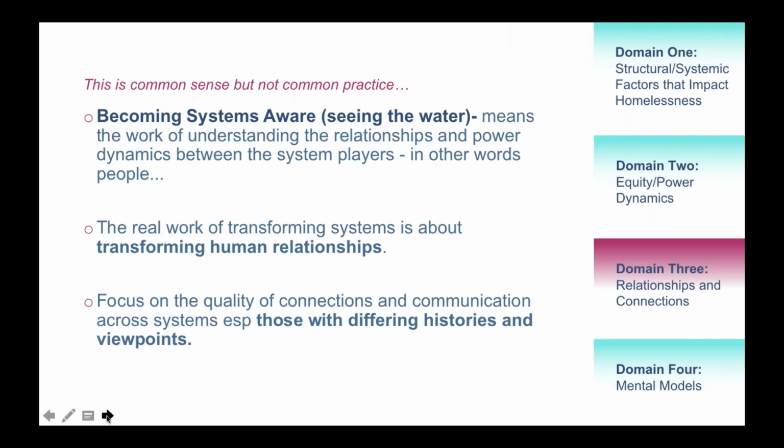And transforming systems is really about transforming the relationships between people who make up the systems by focusing on the quality of connections and communication occurring across actors, especially those with differing histories and viewpoints. This is definitely common sense, but it's not always common practice.